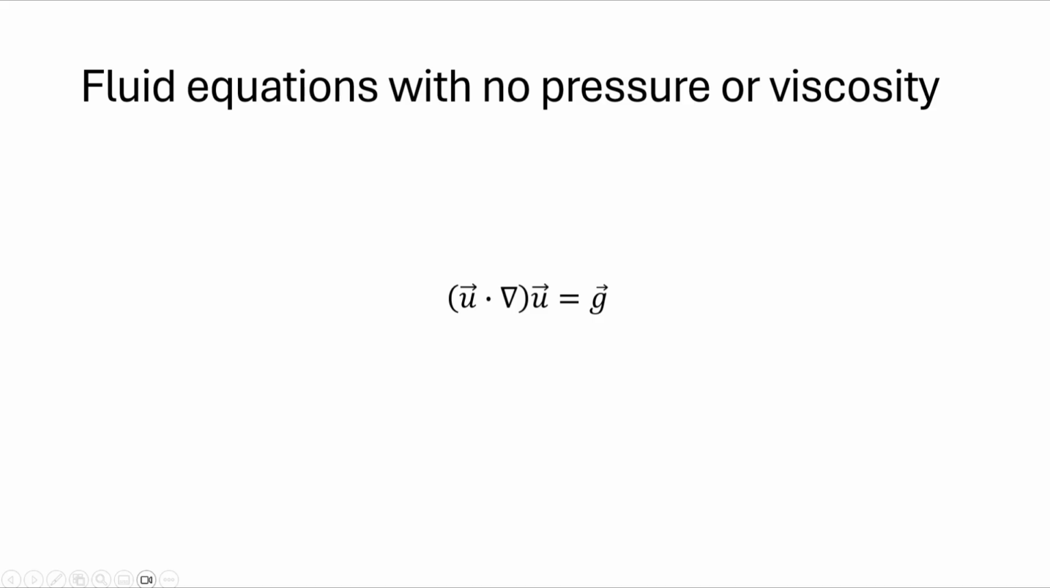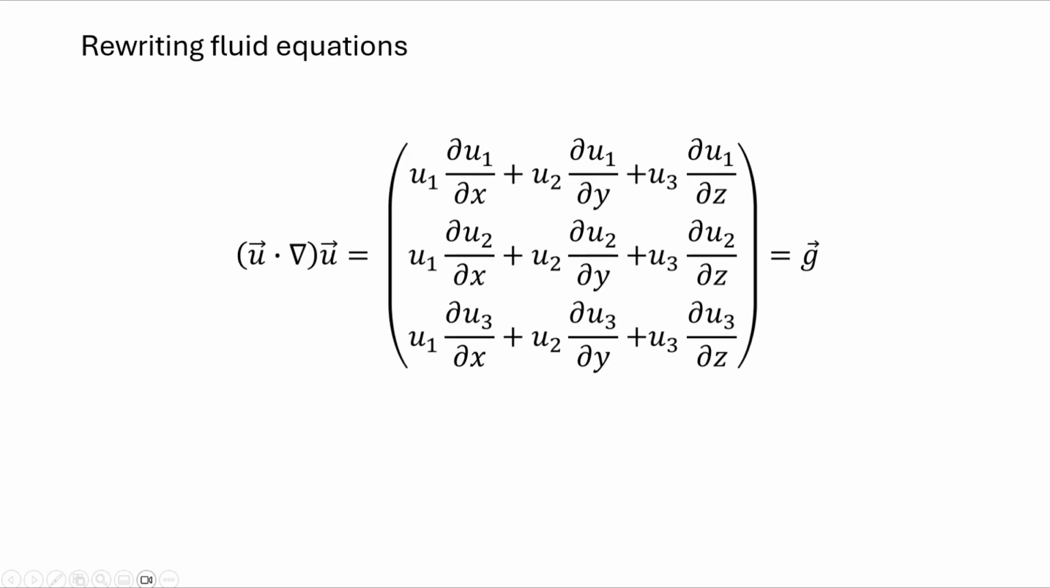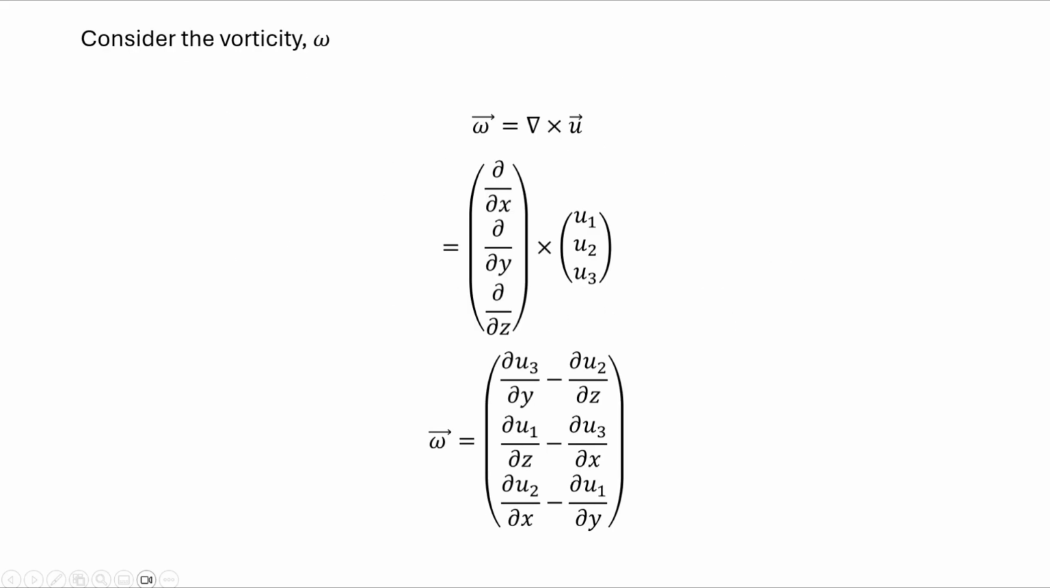Consider the fluid equations with no pressure or viscosity term. Write them out completely. Consider the vorticity. Vorticity is a measure of how much a fluid rotates. It is mathematically described by the cross product of the del operator and the velocity. It is shown here.